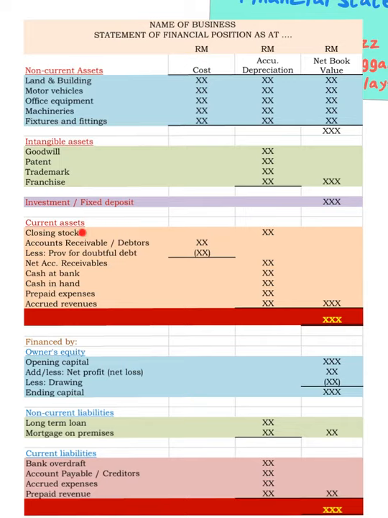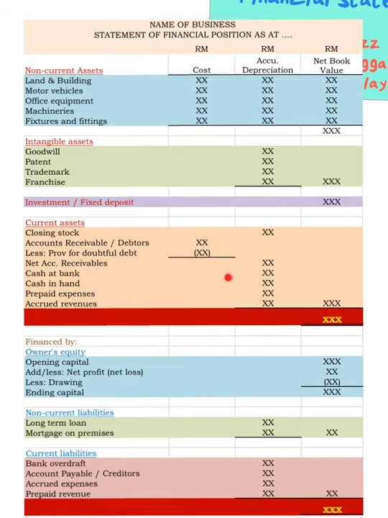This is the same amount that has appeared in your financial statement of profit or loss. And then the accounts receivable. The accounts receivable need to be adjusted first. You need to less it first with the provision for doubtful debt here. Then you will get the net accounts receivable. So net accounts receivable will need to be added to closing stock.